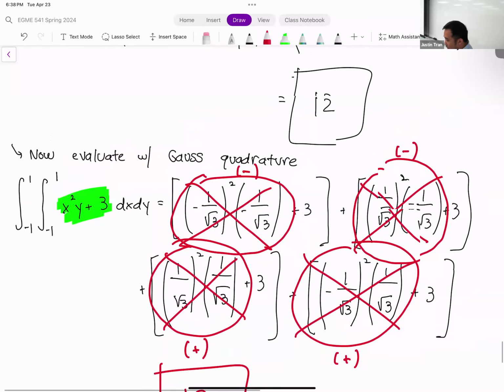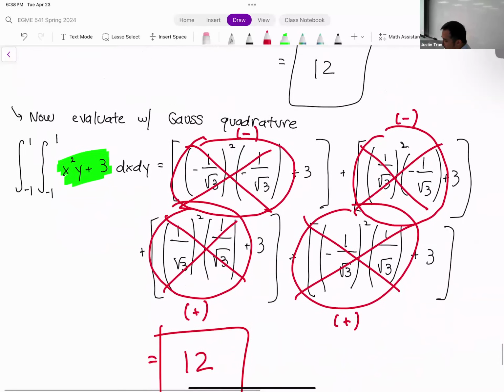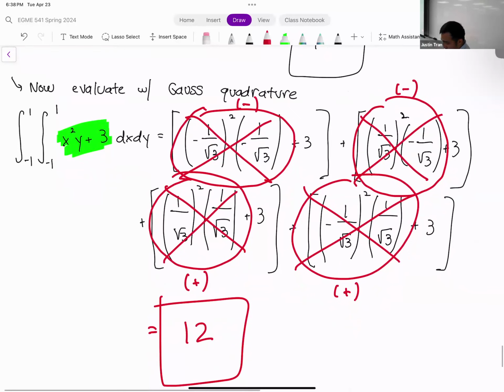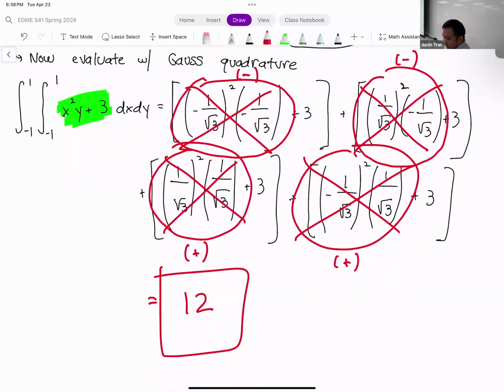If we compare that to our exact integral, we see that we get the exact same thing. So that's how you apply Gauss quadrature in 2D. It's a little bit more work than 1D just because you have more Gauss points to evaluate, but the principle is the same. Instead of performing the antiderivative on the integral, we just evaluated at the different Gauss points. Okay, any questions on this?